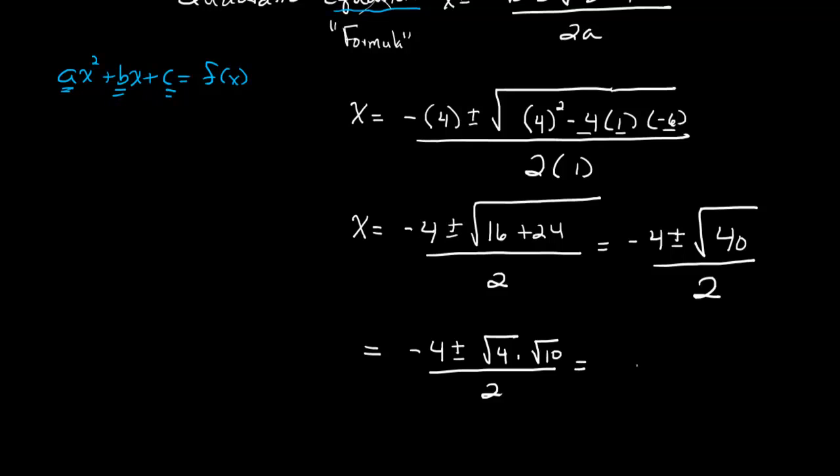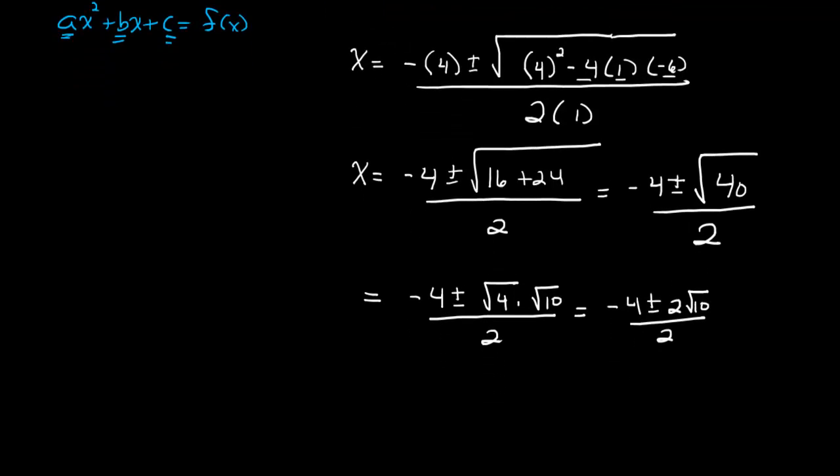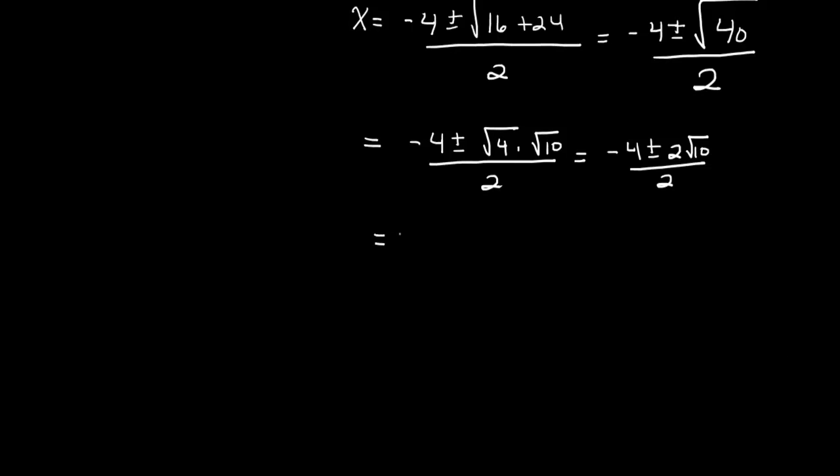And that's going to equal, I'm simplifying continuously, negative 4 plus or minus 2 root 10 all over 2. So I can go ahead and factor out a value of 2. So I'll be left with 2 times the quantity of negative 2 plus or minus root 10 all over a value of 2. And now my 2's will cancel. Woo! And I have negative 2 plus or minus root 10.